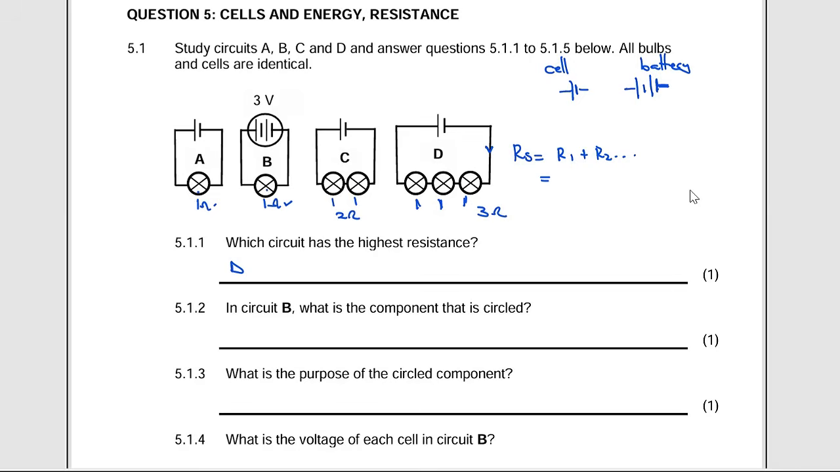Then we proceed to question 5.1.2, which reads: in circuit B, right? So we are now focusing on circuit B. It says what is the component that is circled? Remember we started with something like this, and we refer to it as a cell. When there are several like this, now it's referred to as a battery. So the component that is circled is referred to as a battery. So our correct answer there is a battery.